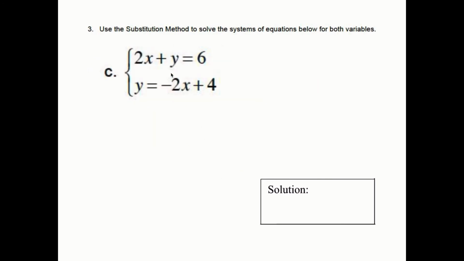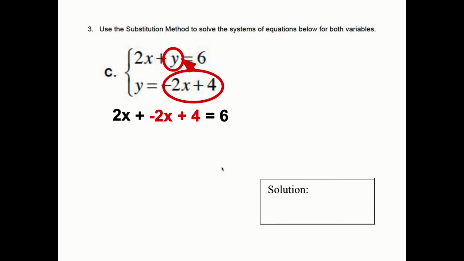All right, for C, notice the variable is not alone on the top. It's the one on the bottom. The one on the bottom, the y is by itself. So circle what y equals. And this is going to substitute the y in the other equation. So that gives me 2x plus. The y is going to go away and become a negative 2x plus 4. And then we're left with equals 6.